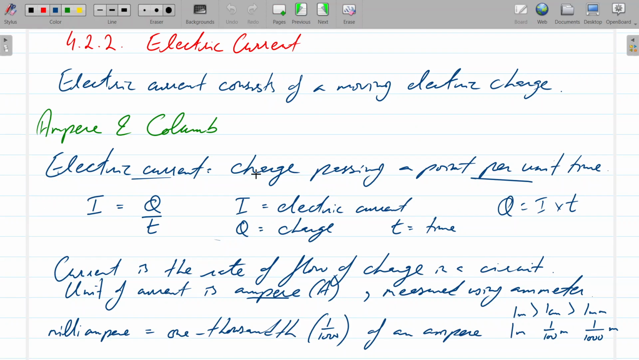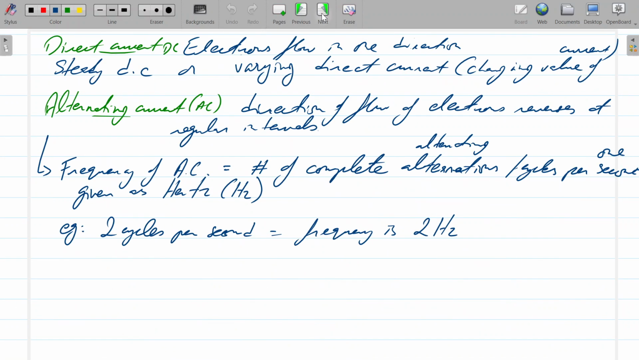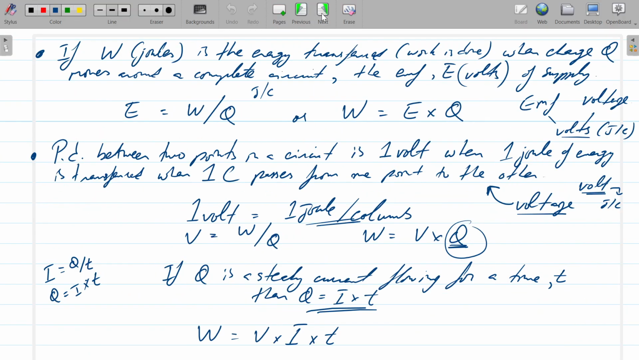And so current is the charge passing a point per unit time. That is current. Whereas voltage, right, is the energy transferred or the work done when a charge moves around the circuit or across 2 points. Okay. Thank you.